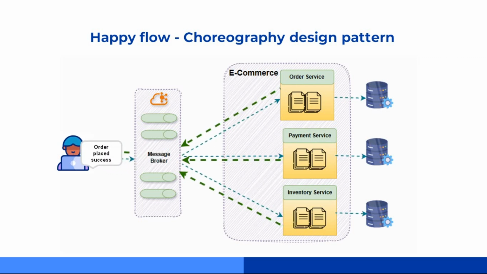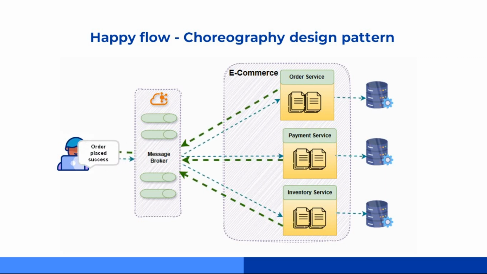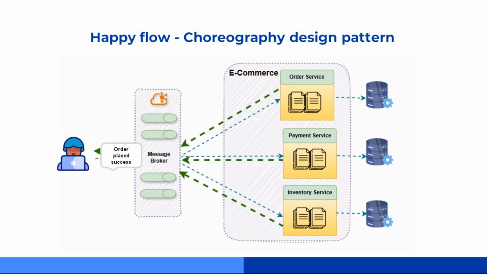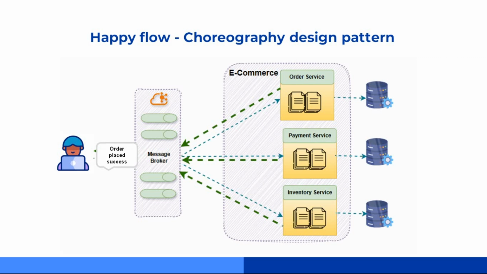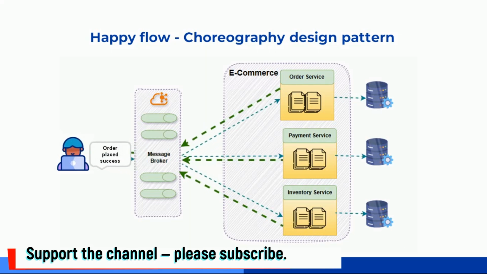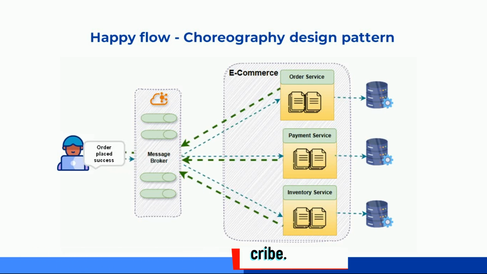Just like before, the client kicks things off by sending a request to place an order. Choreography passes this to the order service, which creates the order and emits an order created success event. That event then triggers the payment service. It processes the payment and emits a payment successful event.